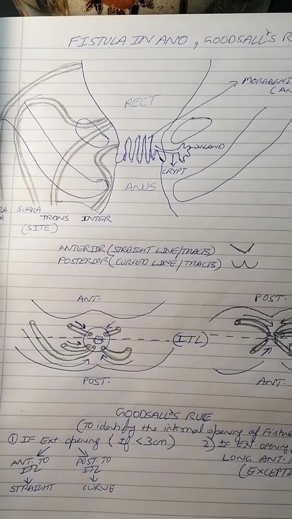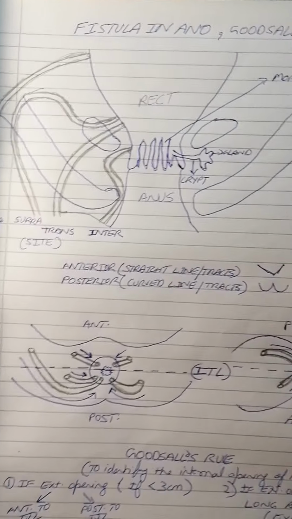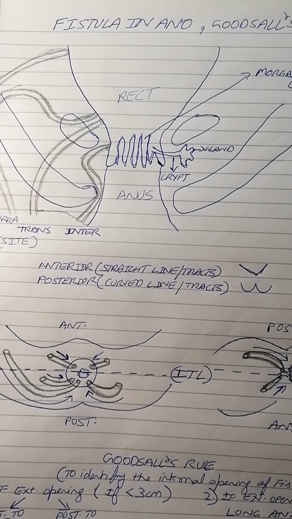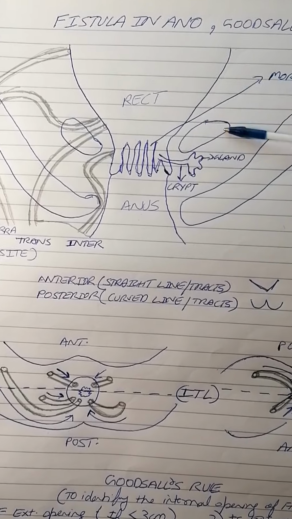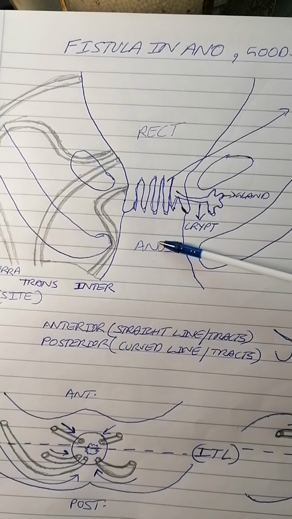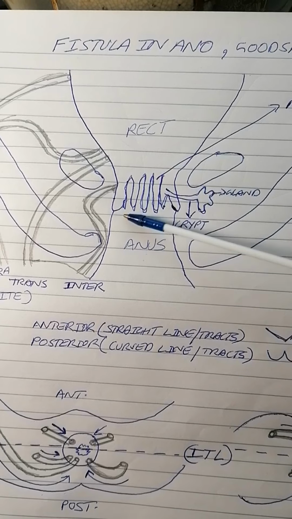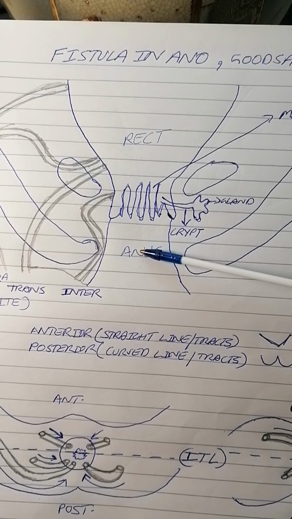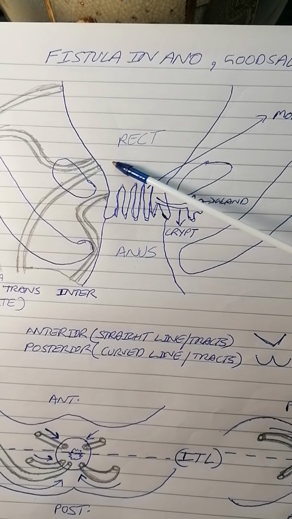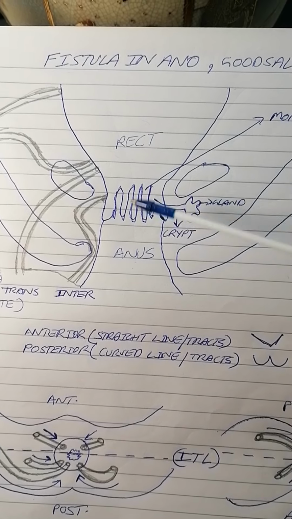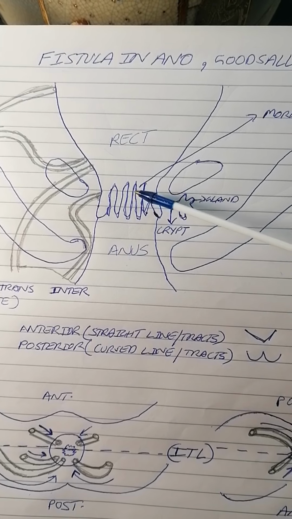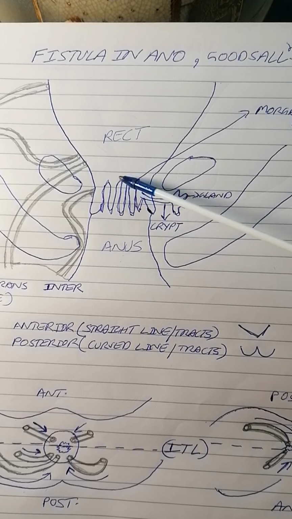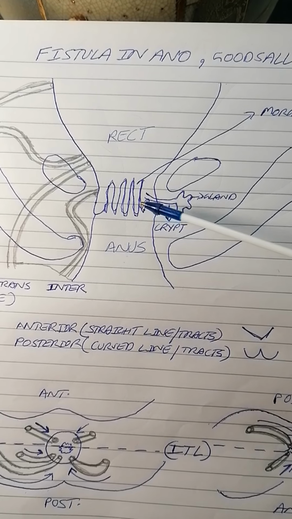So here I have drawn a diagram. Not a complex one, just to explain easily. Here's your rectum area, and this is your anus, the anal area. These are the columns between the rectum area and the anal area, and this is the transitional zone between the rectum and the anus. These are the columns of Morgagni, also known as anal columns. These can be easily identified.